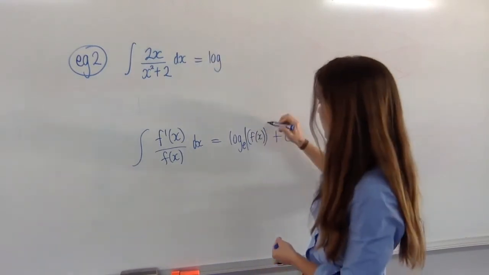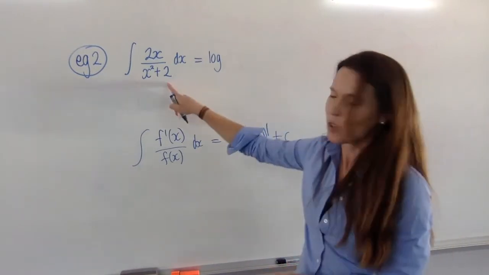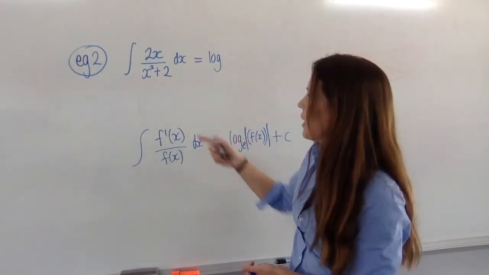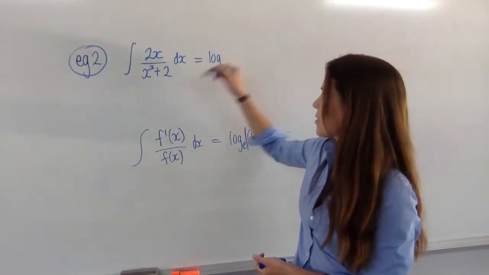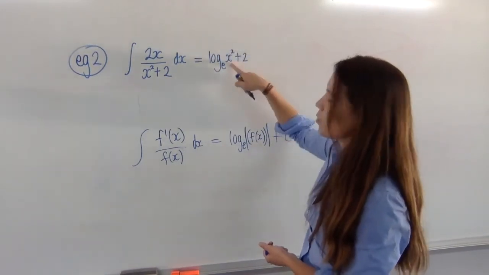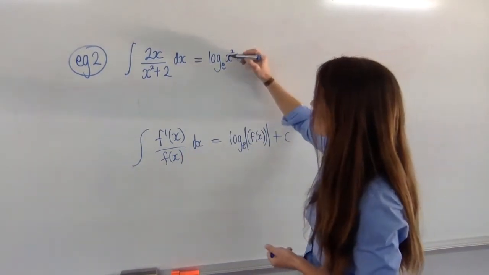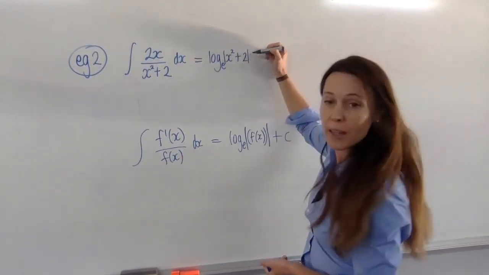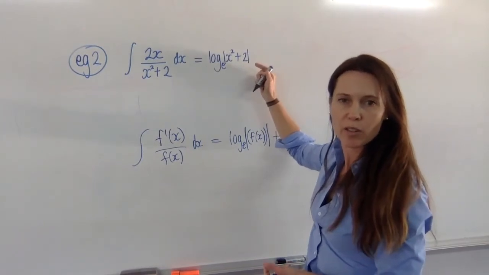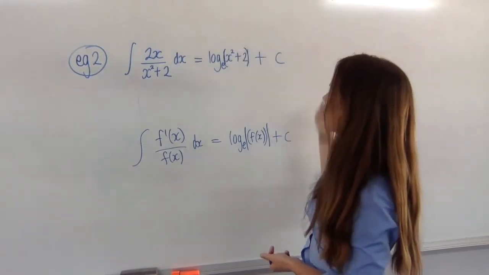Oh, I should remember there's absolute value brackets here. Now, the reason I didn't think of writing them down is because I'm just looking at this example, and I know that x squared plus 2 is always positive. How do I know? Well, x squared is positive, and if you add 2, it's still positive. So you can put absolute value brackets in there if you like, but in this case, they're almost not necessary. You could even have round brackets, and then you need the plus c.